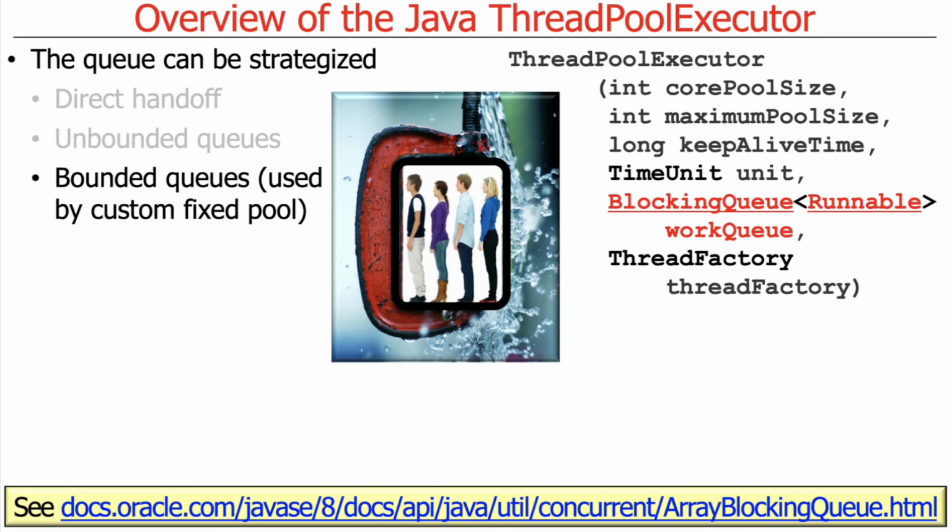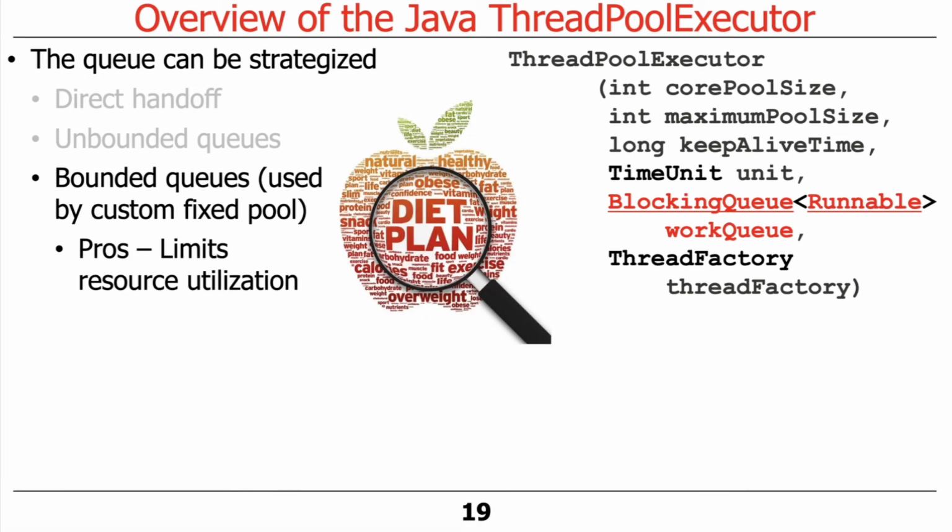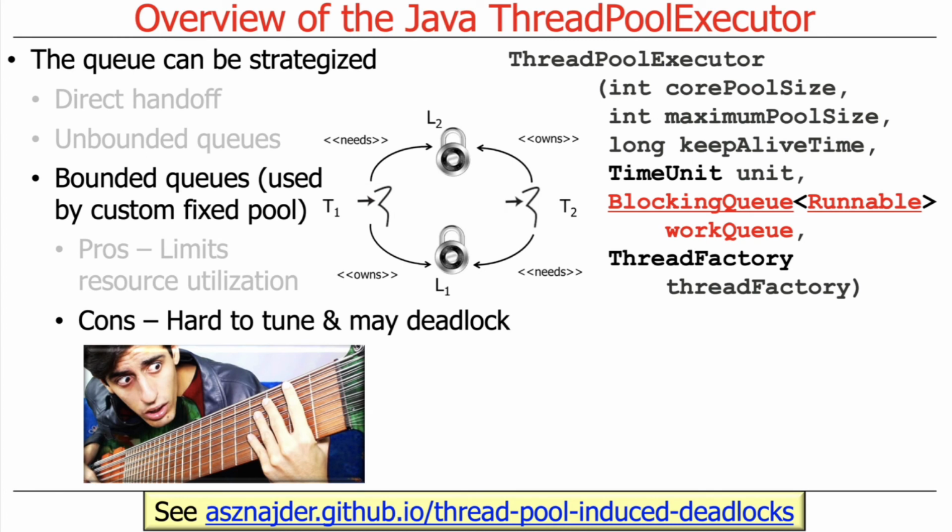The third model, which is used if you make your own custom fixed size thread pool, is to use a bounded queue. As the name suggests, there's a limit to the number of things you can put on there. The nice part is it limits the utilization of resources, which is good, so you're not going to run out of memory. The downside is that figuring out the actual number of elements to allow in the bounded queue is hard to tune. Like, what should it be? It's either going to be too big or too small, undoubtedly. And you can end up with deadlock on yourself. If you want to learn more about how and why, this is a good link to look at to see how thread pools with fixed size queues or bounded queues can induce deadlock.